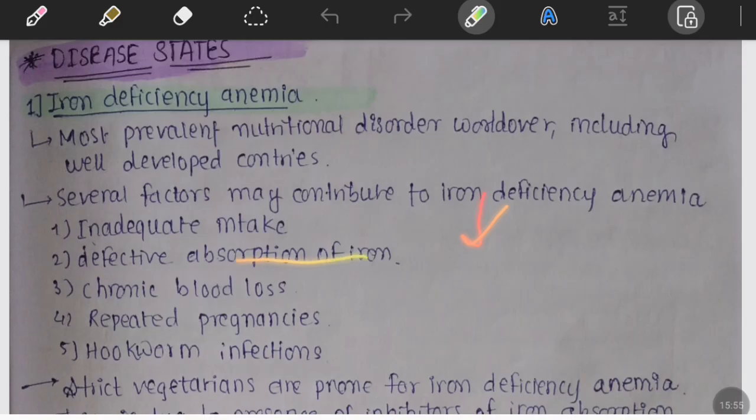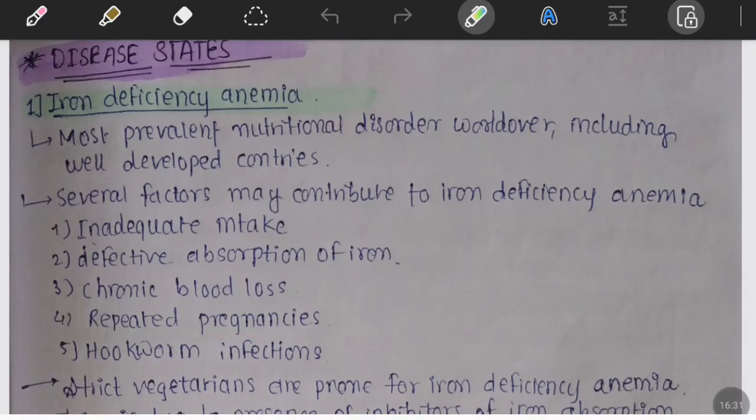Second one is defective absorption of iron. Even if the diet contains iron, absorption may be poor. This happens in diseases causing intestinal malabsorption, after stomach or intestinal surgery, or when inhibitors of iron absorption are present. Third one is chronic blood loss. This is one of the commonest causes in adults. Examples include bleeding piles, peptic ulcer, hookworm infestations, heavy menstrual bleeding. Every drop of blood lost also means iron is lost.